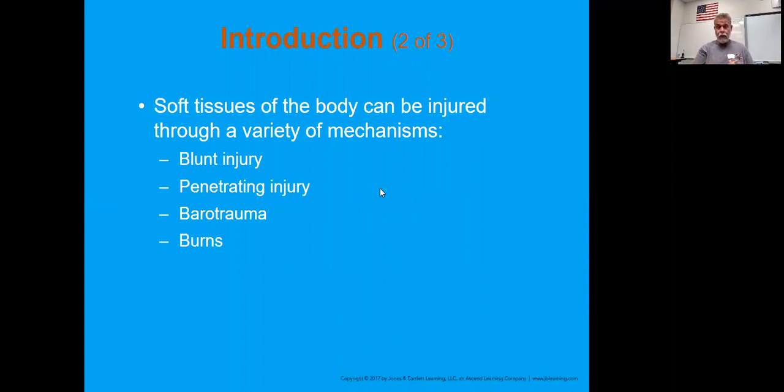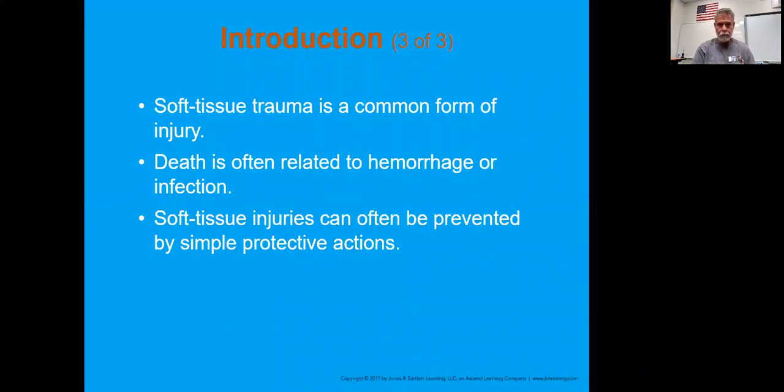But different mechanisms, right? Mechanism of injury, we saw that in the trauma overview, but it could be a blunt injury. So again, something that just bruises or bashes against the skin, a penetrating injury, something that's actually pierced the skin itself, barotrauma, changes in pressure, and then burns. So those are four different types we're going to look through. The common form of injury, soft tissue, again, you fall down and you bruise your arm. That is technically a soft tissue injury.